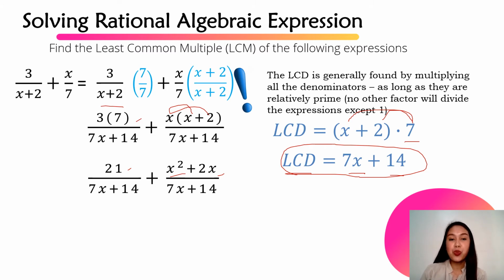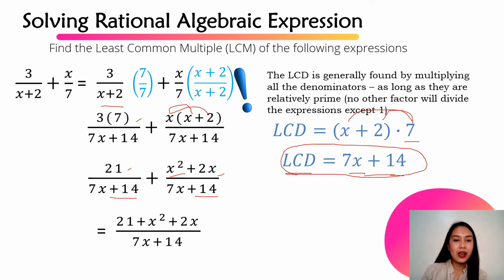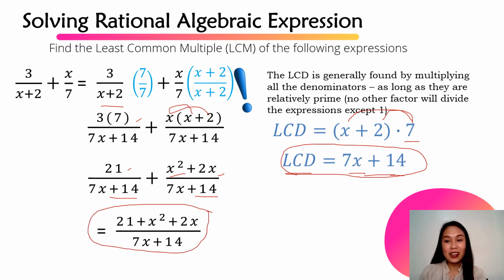Now, as you can see in this part of the solution, we have the same denominator, which is the LCD. Now, we are ready to combine these numerators. That will give us 21 plus x squared plus 2x over 7x plus 14. Now, this expression becomes a quadratic expression.